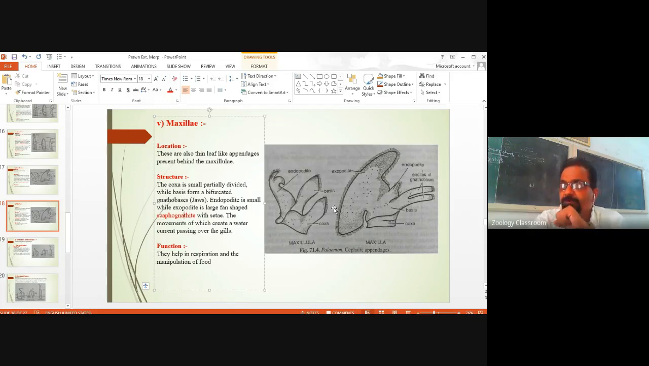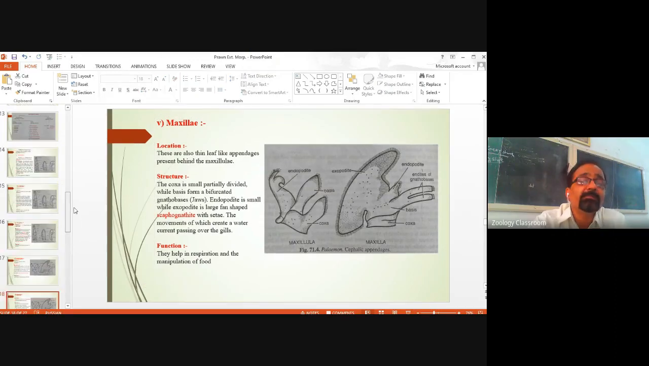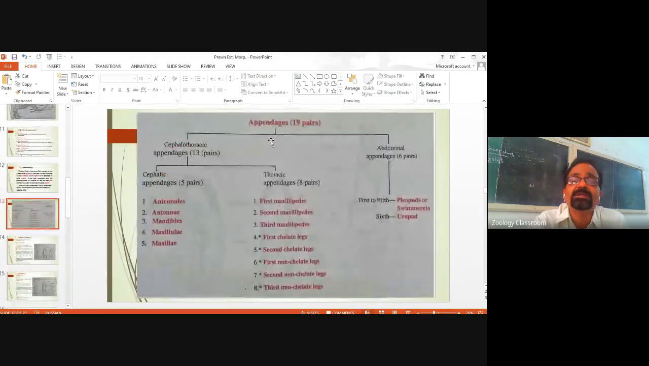Okay, so try to understand that all these which we have mentioned here are in pairs. So 5 pairs of cephalic appendages are there, as we have mentioned earlier here: a pair of antennules, a pair of antennae, a pair of mandibles, a pair of maxilluli, and a pair of maxillae. Okay.